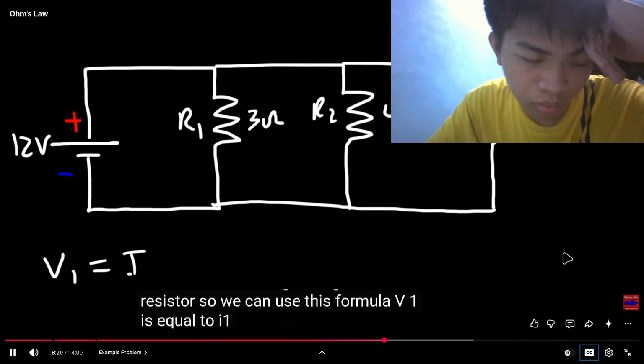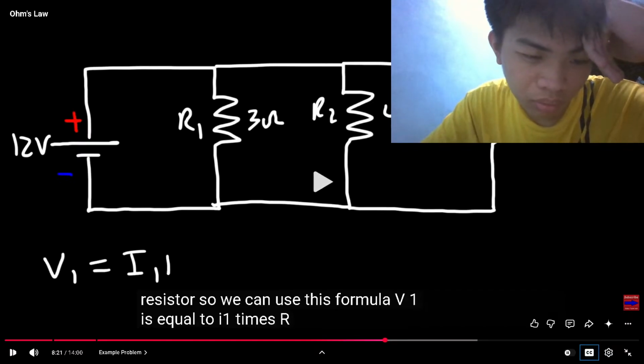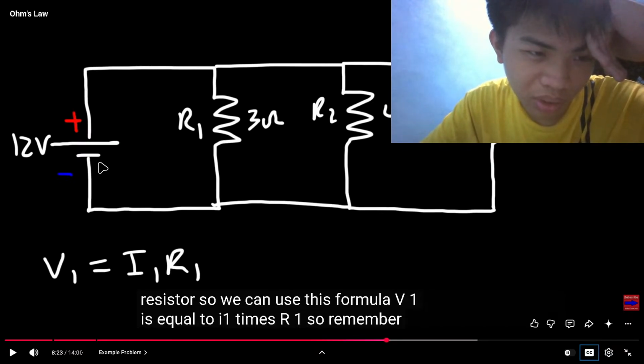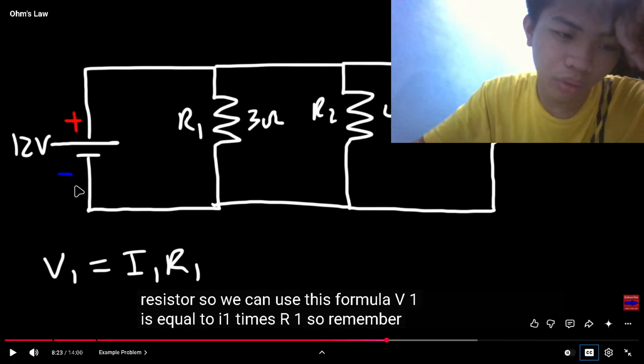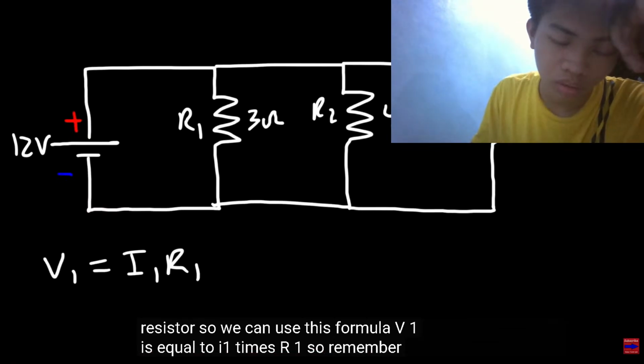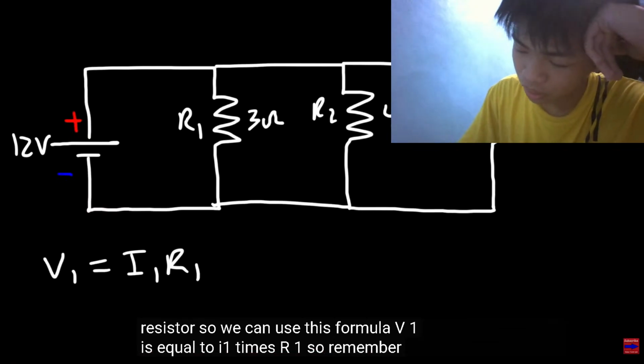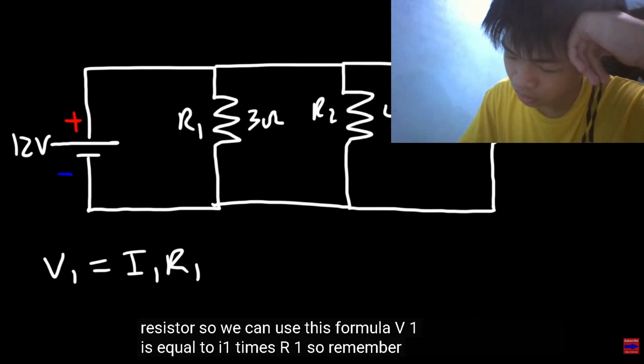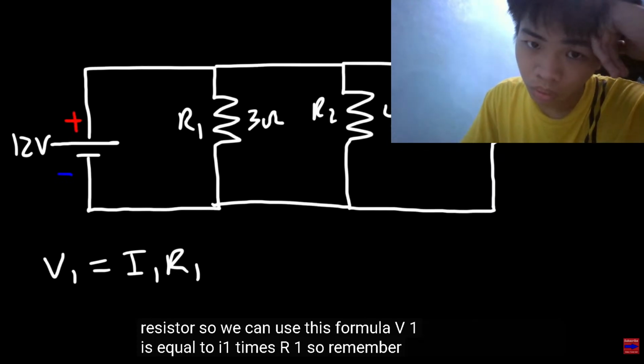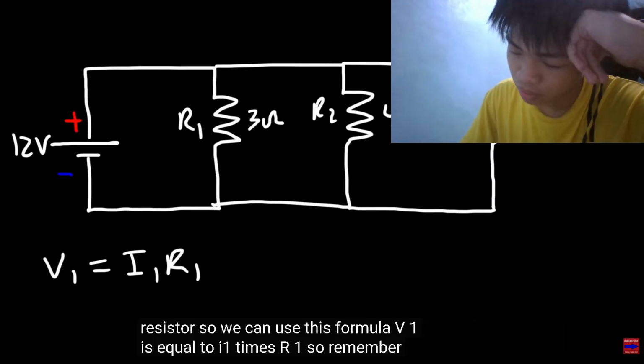V1 is equal to I1 times R1. So remember, it's the same 12 volts. The current for R1 is 4 amps, R2 is 3 amps, and R3 is 2 amps.